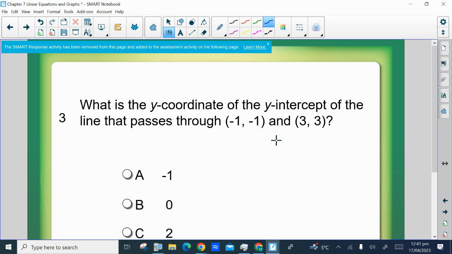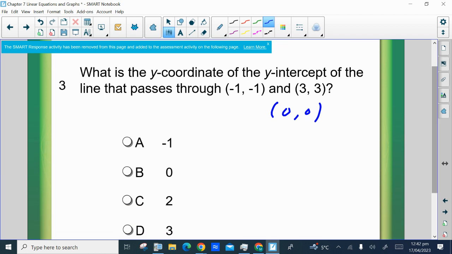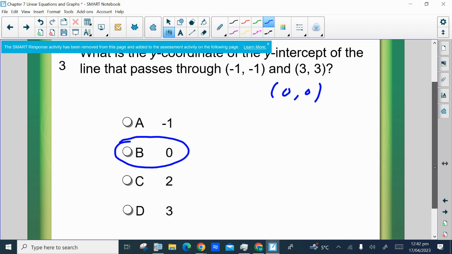So the y-intercept, which is where x is 0, will also have a y value of 0, because these 2 points follow the pattern that the x value and the y value are the same number. The y-intercept is where x equals 0. That means in this case, y must be 0 as well. And the question is asking, what is the y-coordinate of the y-intercept? Okay. And so that is 0.